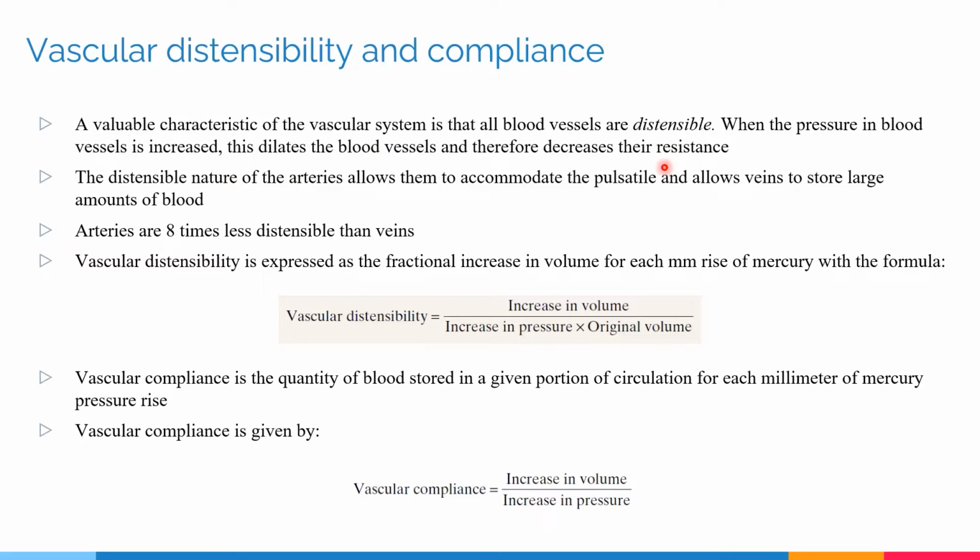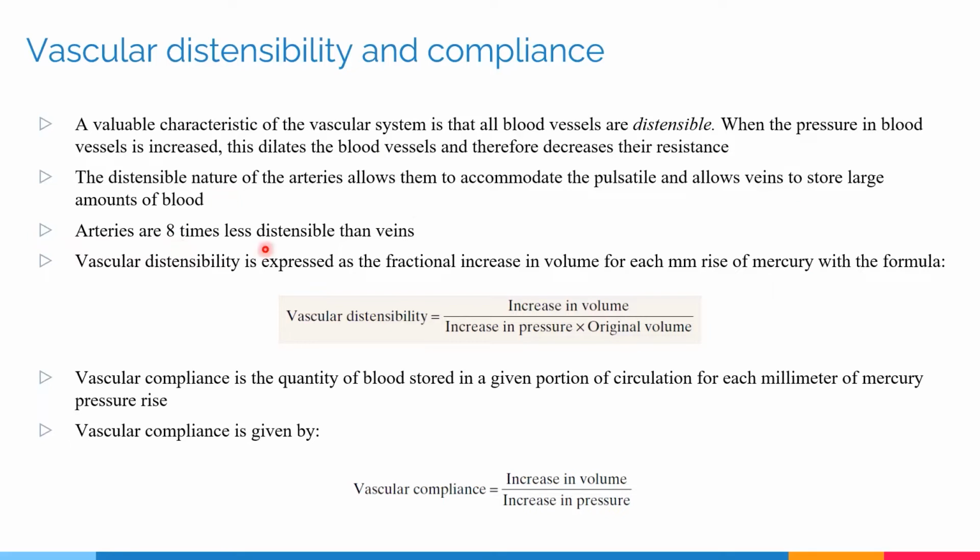And as we have just seen, if the volume increases, then the conductance also increases dramatically with it. And as we know that conductance is inversely proportional to resistance, so resistance also decreases. So what essentially occurs is that in case blood pressure increases, the vessel walls are distensible, so their volume increases. The volume increase dramatically increases the conductance, and conductance is inversely proportional to the resistance, and thus the resistance to blood flow decreases. The distensible nature of the arteries allows them to accommodate the pulsatile nature of blood flow and allows veins to store large amounts of blood.